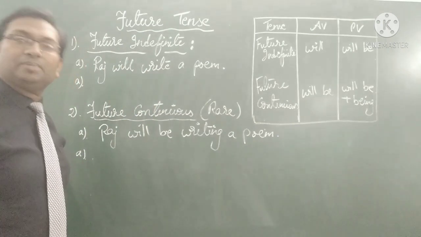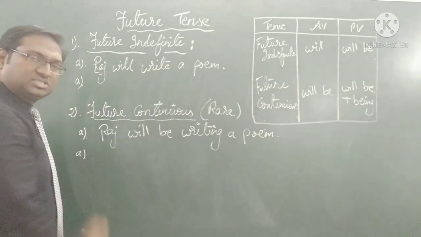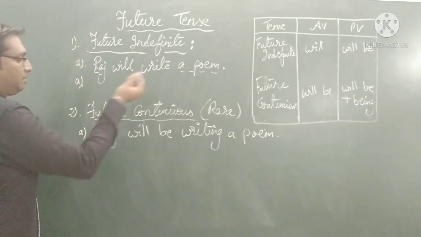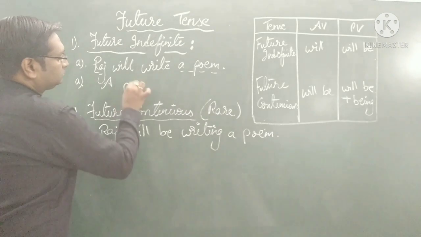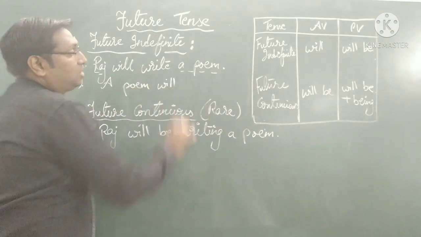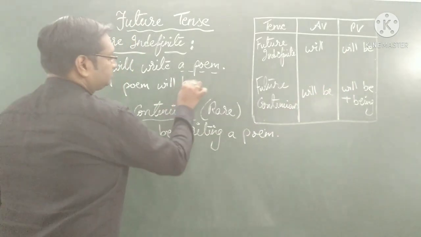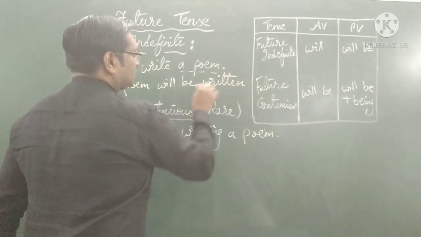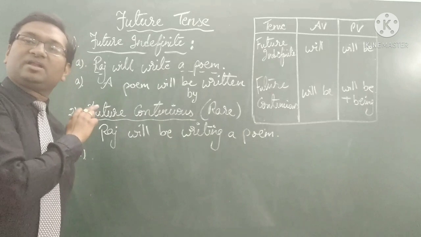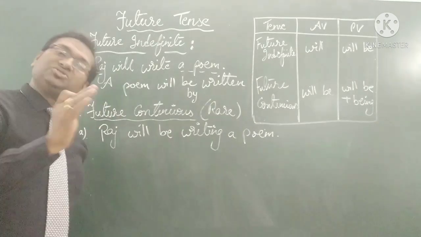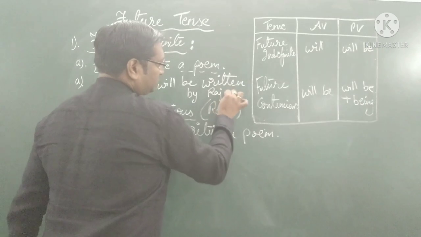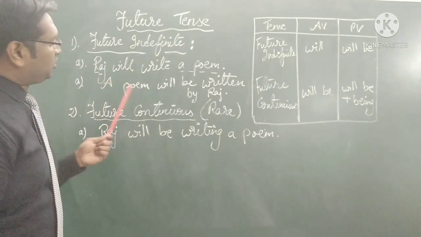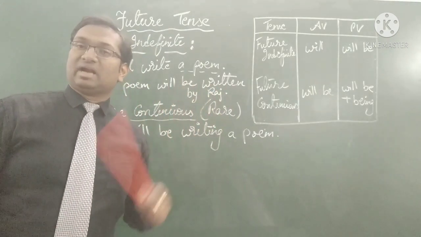Raj will write a poem. Over here Raj is the subject, a poem is the object. So the object will become your passive subject in passive voice. A poem. Then the auxiliary verb will be. Third form of the word write, written, by. Now this is a name, Raj, so you cannot change anything in the passive. So Raj will be Raj. You cannot write him or he. Okay? So the poem will be written by Raj.